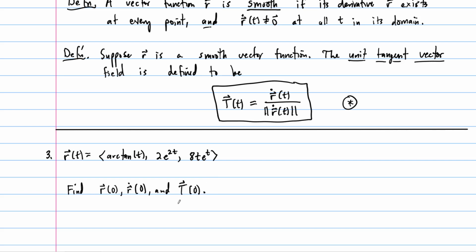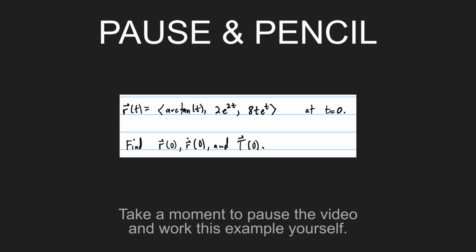The idea here is that we want to plug in 0. So this 0 right here is the t value, right? So I'll say at t equals 0, and that encompasses all this. So we want r, r dot, and T. All right, take a minute to work on this yourselves, and then we'll come back and finish it off together.